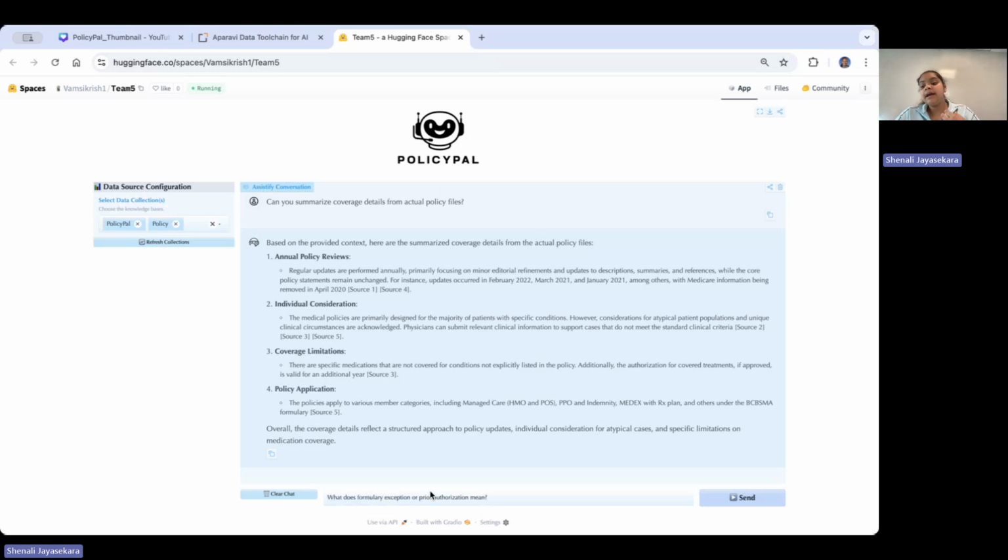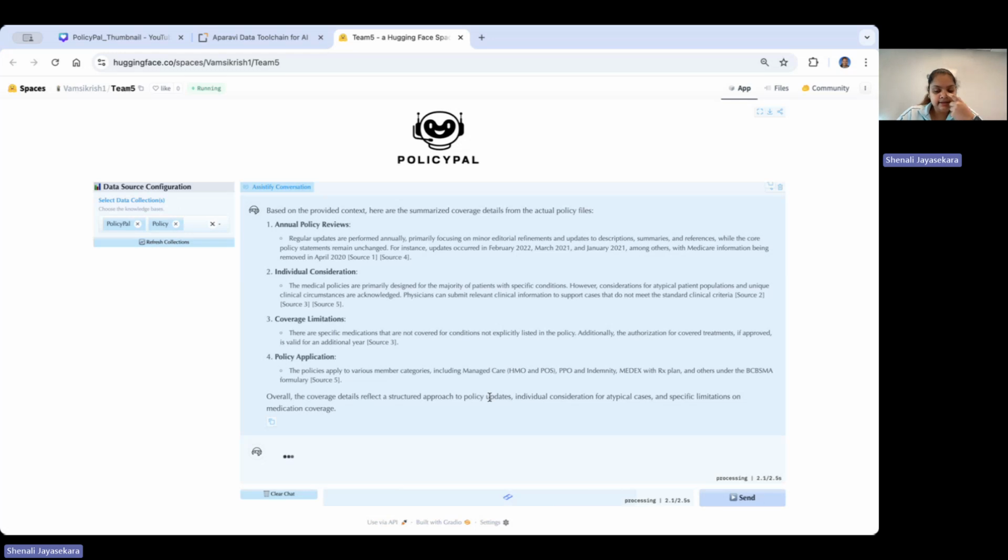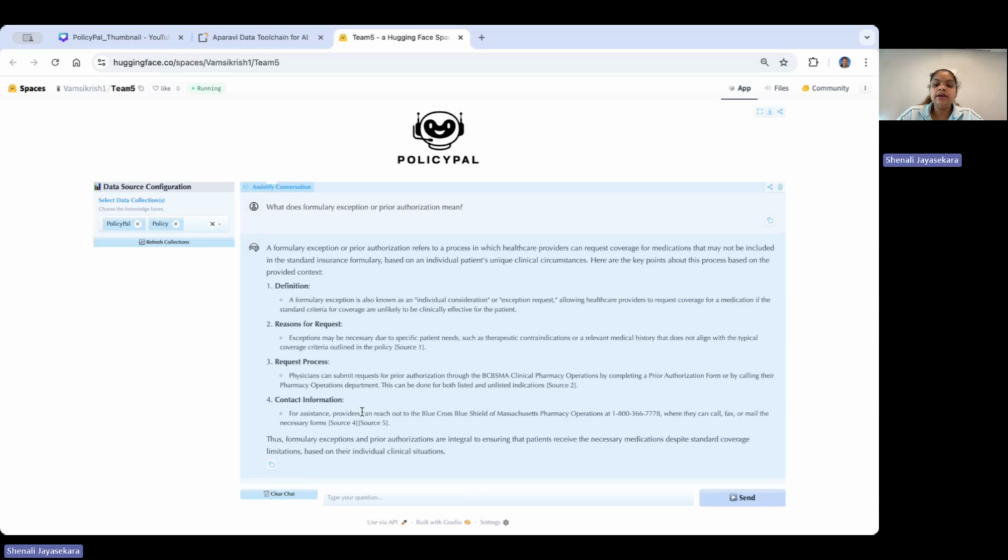My team and I found out that formulary exemption and prior authorization are terms users really ask about, and users really find them difficult to understand. So if I ask our chatbot this, it gives me exactly what these terms mean, which is very easy to understand, because in an insurance coverage policy document it is very hard to understand what these terms actually mean and how they benefit us and how we can use them.